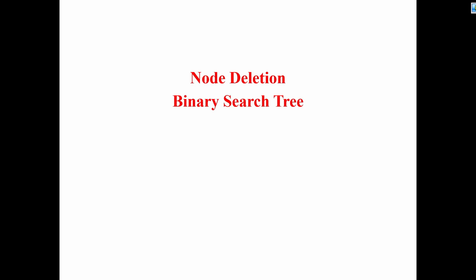Now RB tree deletion is done as per the binary search deletion. So I believe that you remember how the deletion is done in the binary search tree. So we have three cases. To delete any of the nodes in the binary search tree, you are deleting a node which is a leaf node, or you are deleting a node which has one child, or deleting a node which has two children.